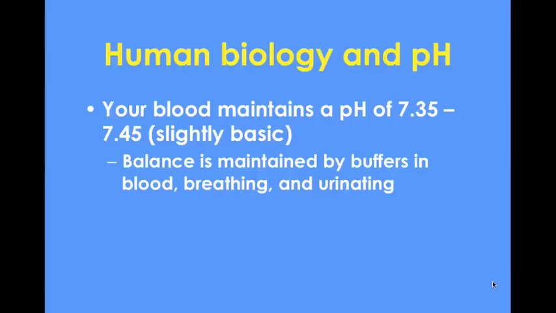Human biology and the pH. Your blood maintains a pH of 7.35 to 7.45, so it has a slightly alkaline or basic structure to it. The balance is maintained by buffers in the blood, breathing, and urinating, because we're constantly getting rid of waste products and exchanging them for new, healthy, oxygenated blood, and we're adding in water and getting rid of the carbon dioxide.